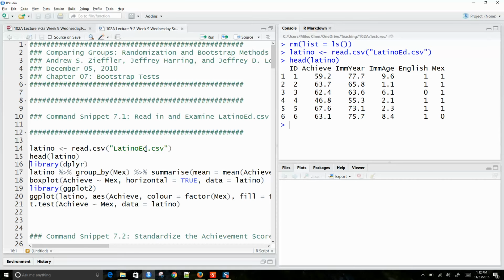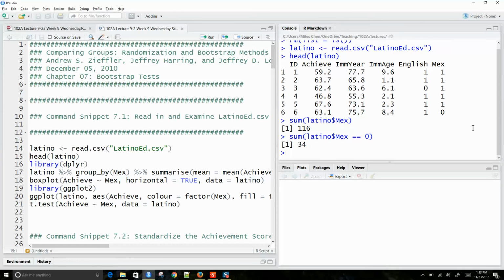And we can take a look at the head here, and we've got the achievement level on a scale from 1 to 100, and then whether they are from Mexico or not. So we can just do a quick thing. We can do Latino $Mexico and just see how many people came from Mexico. So we have 116 coming from Mexico, and we can just see how many are not from Mexico. There's 34 that were not from Mexico, okay?